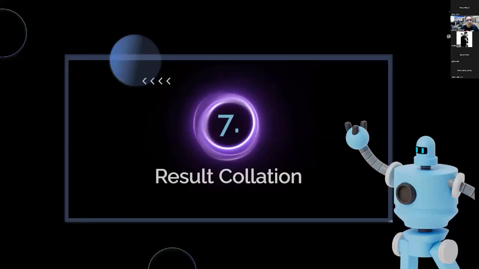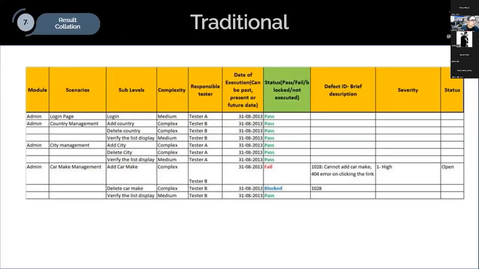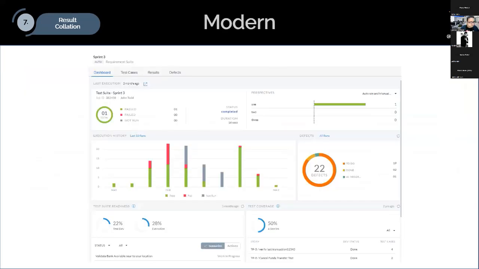The last one I would like to end with is result collation. While applications of AI are many, I would like to stick to the top 7 in the interest of time. So result collation has traditionally been an Excel file with pass, fail, blocked and things like that, right? Which is very shallow in terms of getting a clear picture of what you really want to do, right? So modern ways of using AI is using dashboards where you collate information, where you get execution history, where you get coverage percentage, where you get the number of defects logged, right? This has been very useful if you are using the power of AI for activities like result collation.